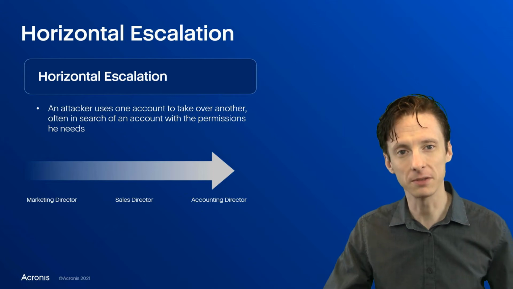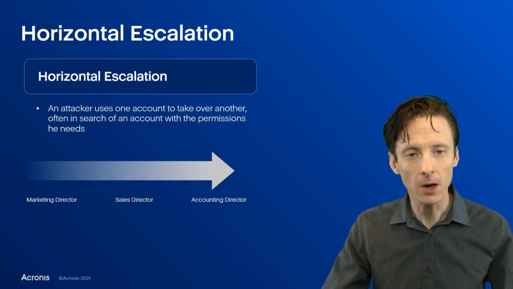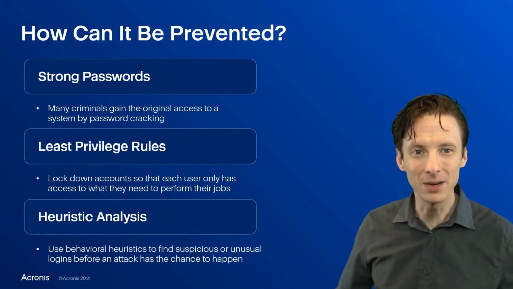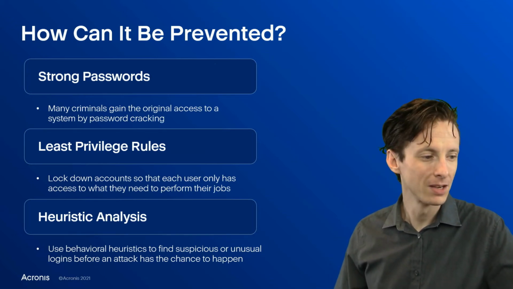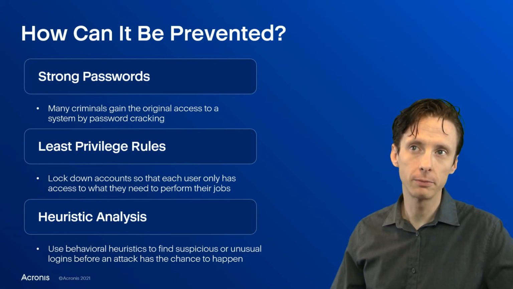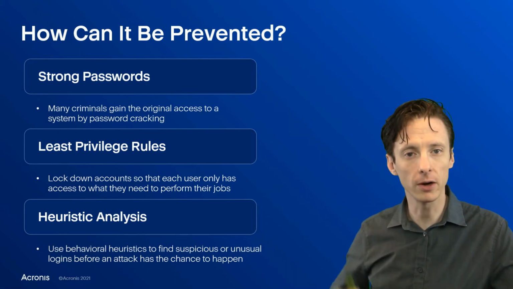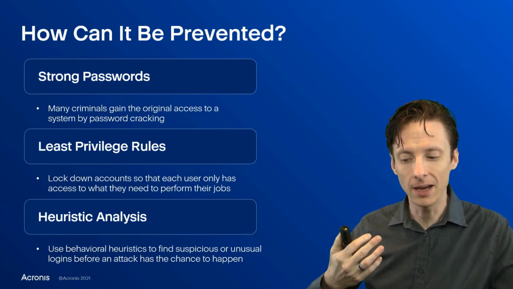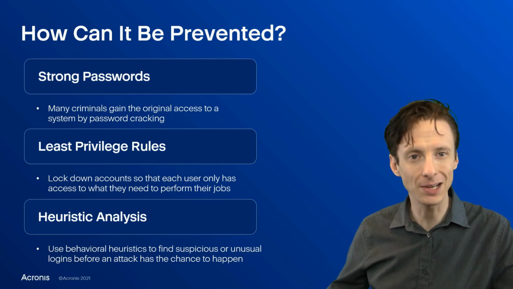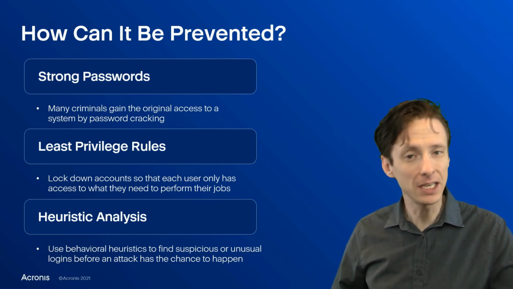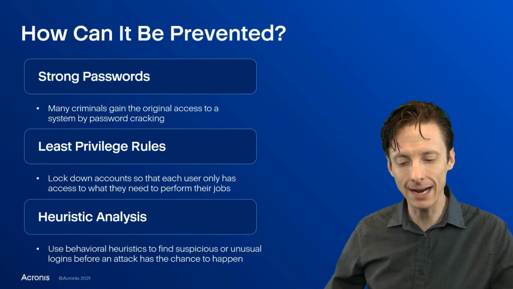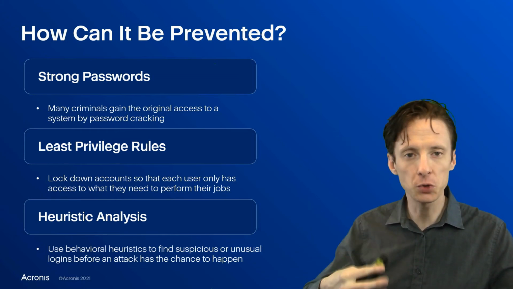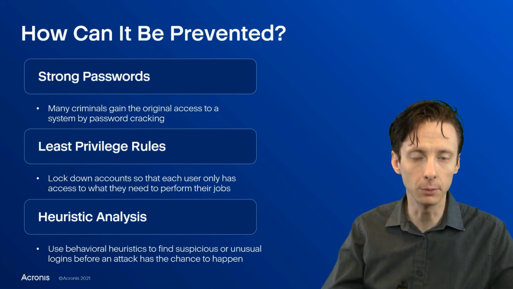So horizontal versus vertical, they are targeting different things, administrative versus user accounts, but they can be equally devastating. As far as prevention of privilege escalation, strong passwords are a huge win, so that the attacker can't just use something like Hashcat to guess the password and try to crack it. Least privilege rules, so that even if an attacker gets access to a given account, they only have the most restrictive set of permissions available.